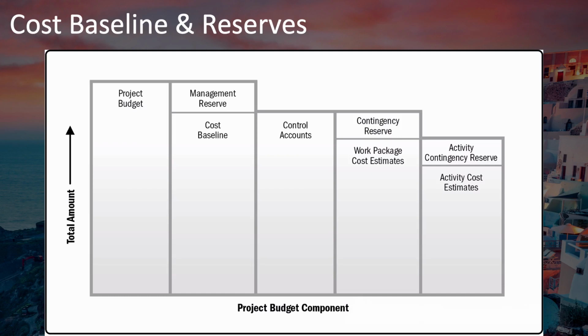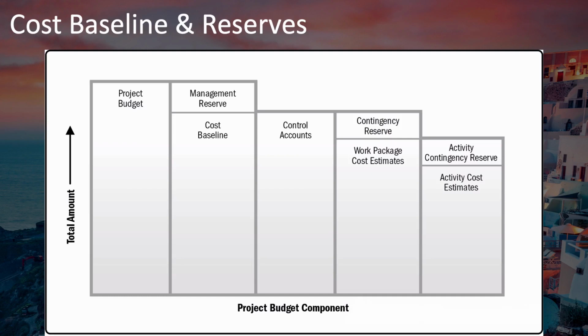Each work package has its cost estimate and can have a contingency reserve set aside for the risks that have been identified or other uncertainties related to that work package. Each work package can consist of multiple activities, and each of those activities will have cost estimates, and each activity can also have its own contingency reserve for the risks and uncertainties of those activities.